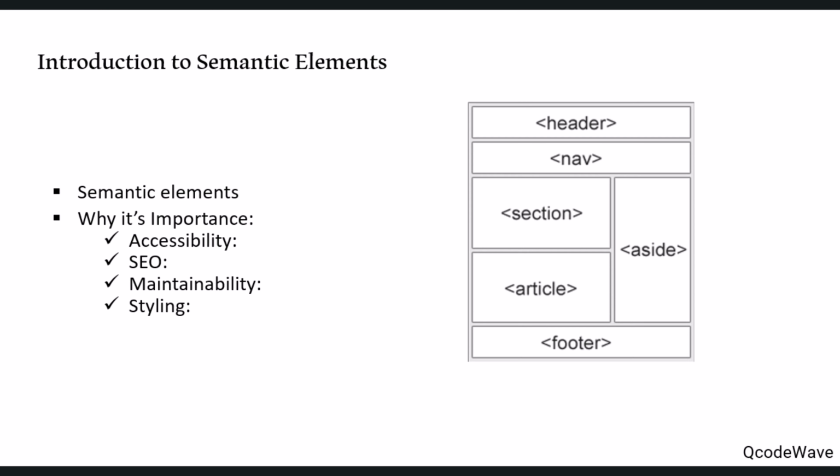An example of semantic elements are header for introductory content or navigation links, and nav tags for navigation links. We have article for a self-contained composition like a blog post, and we have a section tag for a standalone section like a chapter. We have aside, and we have a footer. In addition, we have a main.